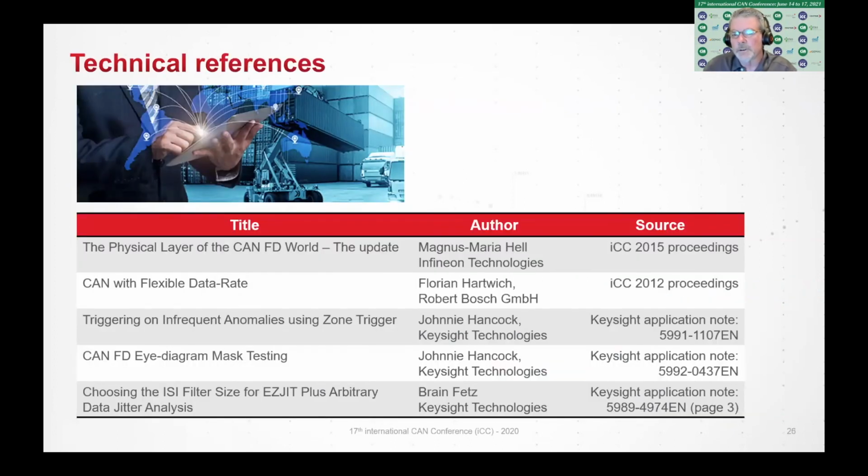Now, a couple of papers I'd like to reference. Number 1 is a paper written by Magnus-Maria Hell back at the 2015 iCC conference on the theoretical aspects of transceiver loop delay and bit width measurements. Also, Florian Hartwich presented a paper back when CAN-FD was first defined. I'd like to reference that paper. I've written a couple of papers, one on zone trigger, one on mask testing, and then the last one there you can see talks about intersymbol interference.